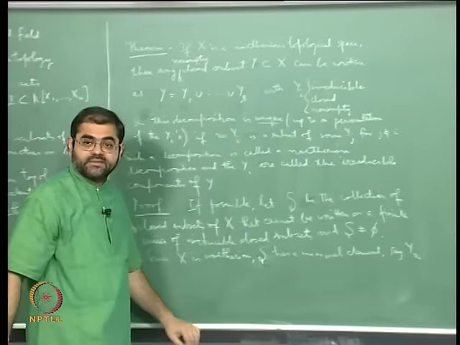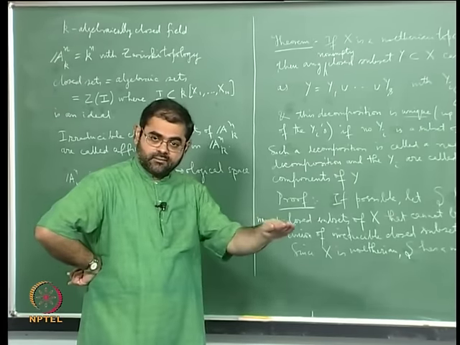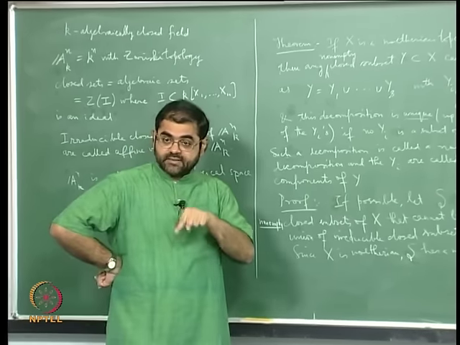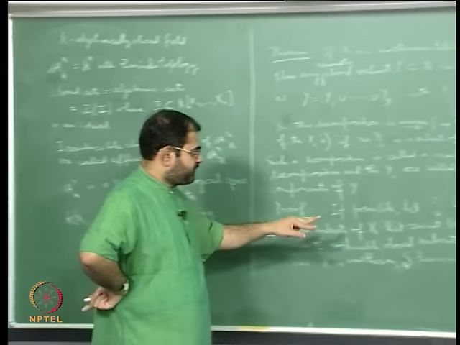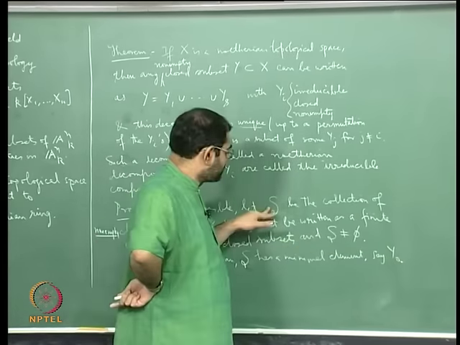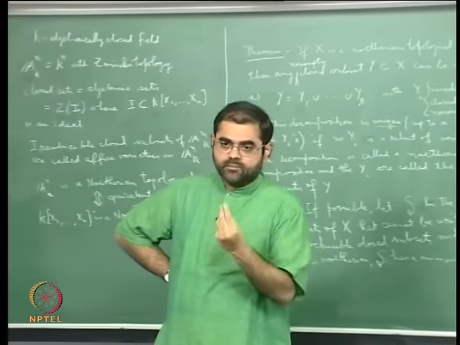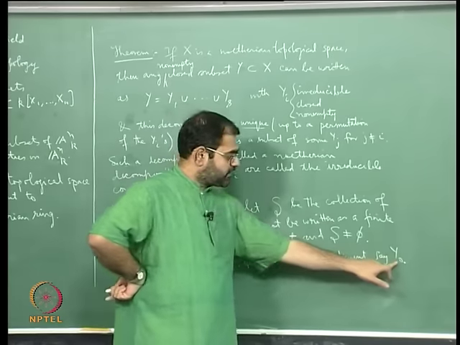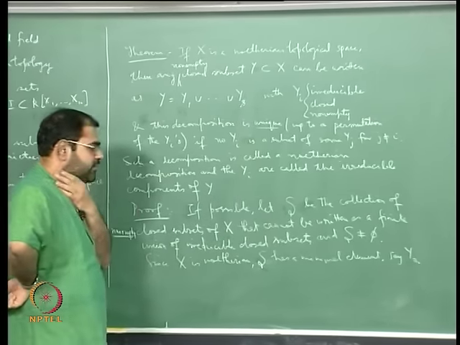There is a minimal element, which means that Y naught is a non-empty closed subset. Y naught cannot be written as a union of irreducible closed subsets, and it is the smallest in the collection S. Smallest with respect to what? With respect to inclusion of subsets, which means that if there is an element of S which is contained in Y naught, then it has to be equal to Y naught. That is what minimality means. Minimality means that if there is some other thing which is smaller than this, then it has to be this. Fine. Now you watch carefully.